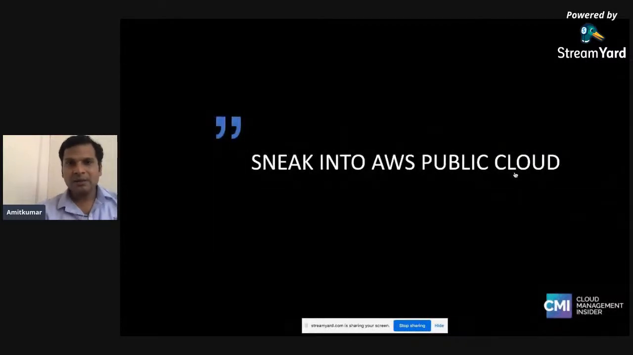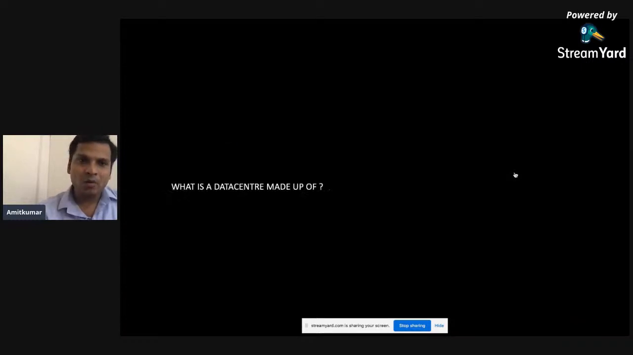So let's get started. Let's try to sneak into the AWS public cloud platform. But as I said, first we will understand what a public cloud platform is. But even before we define it, and even before we understand the factors of advantage over on-premise, let's understand what a data center is and what it is made up of.